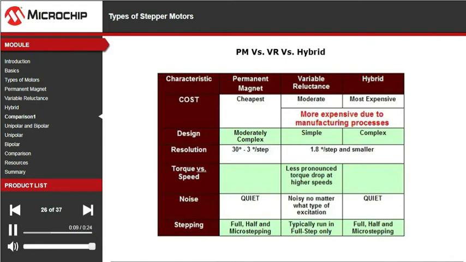Finally, there are a number of stepping algorithms that can be implemented to produce a greater step resolution for a given motor. However, variable reluctance motors are limited to a single stepping algorithm. Therefore, the rated step angles for these motors are fixed.